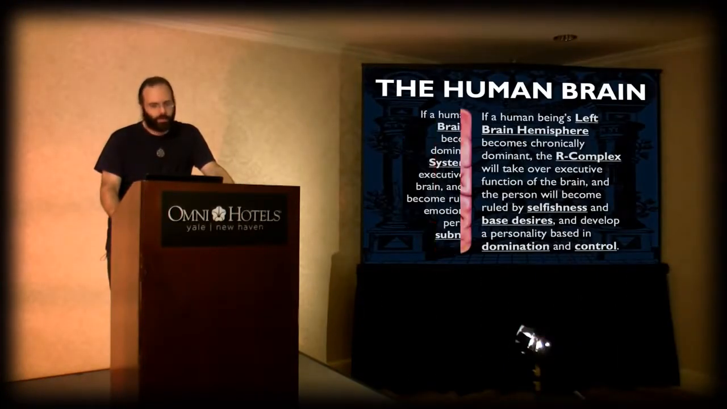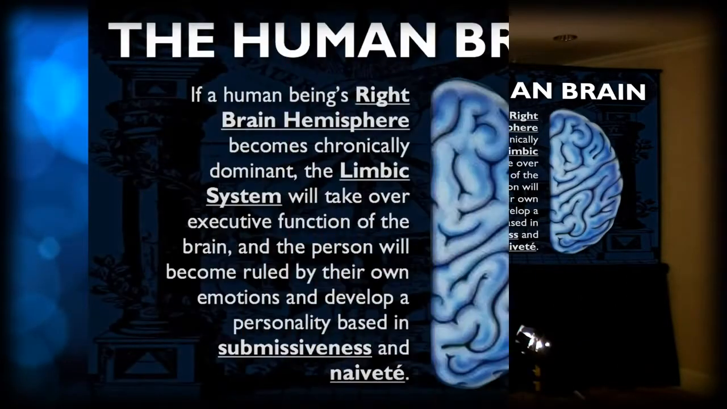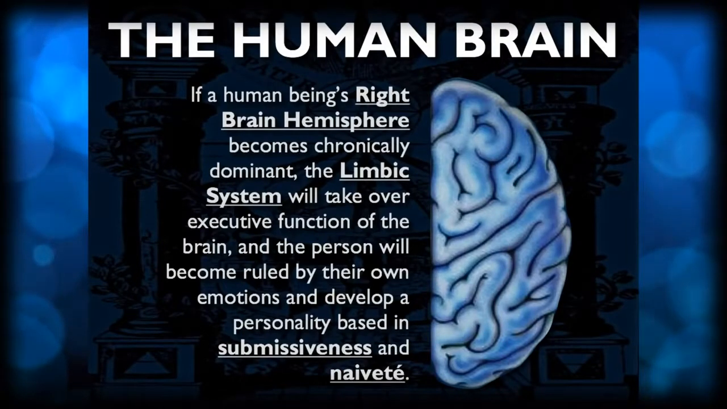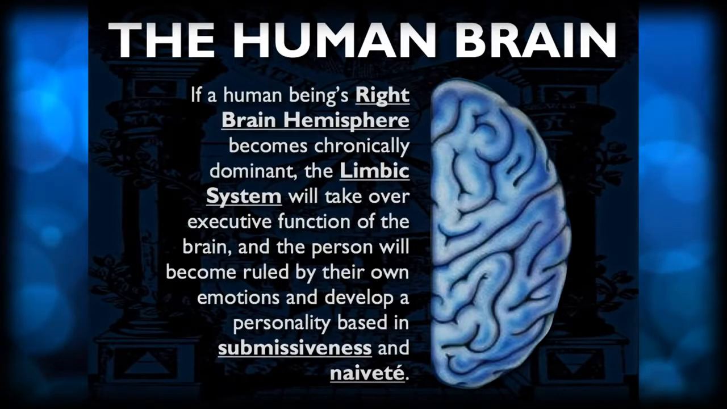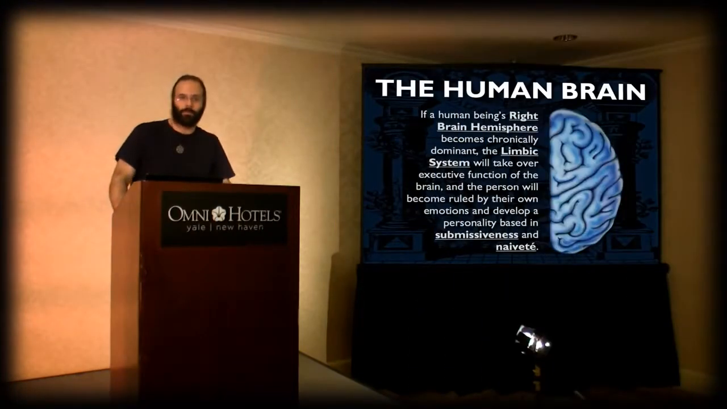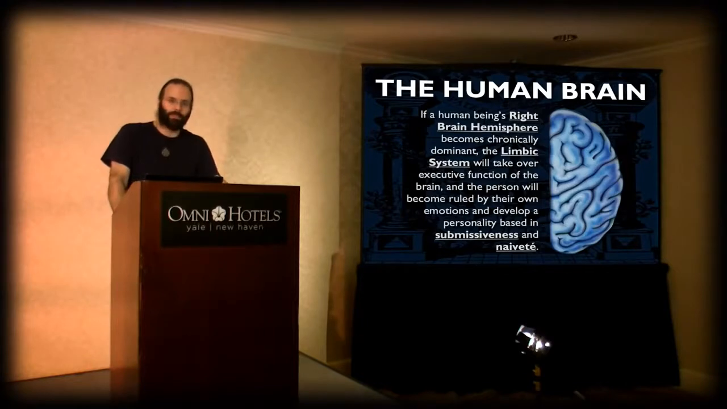Conversely, if a human being's right brain hemisphere becomes chronically dominant, the limbic system will take over executive function of the whole brain, and the person will become ruled by their own emotions and develop a personality that is based in submissiveness and naivete. Okay? The slave think mentality. The schism of the individual.